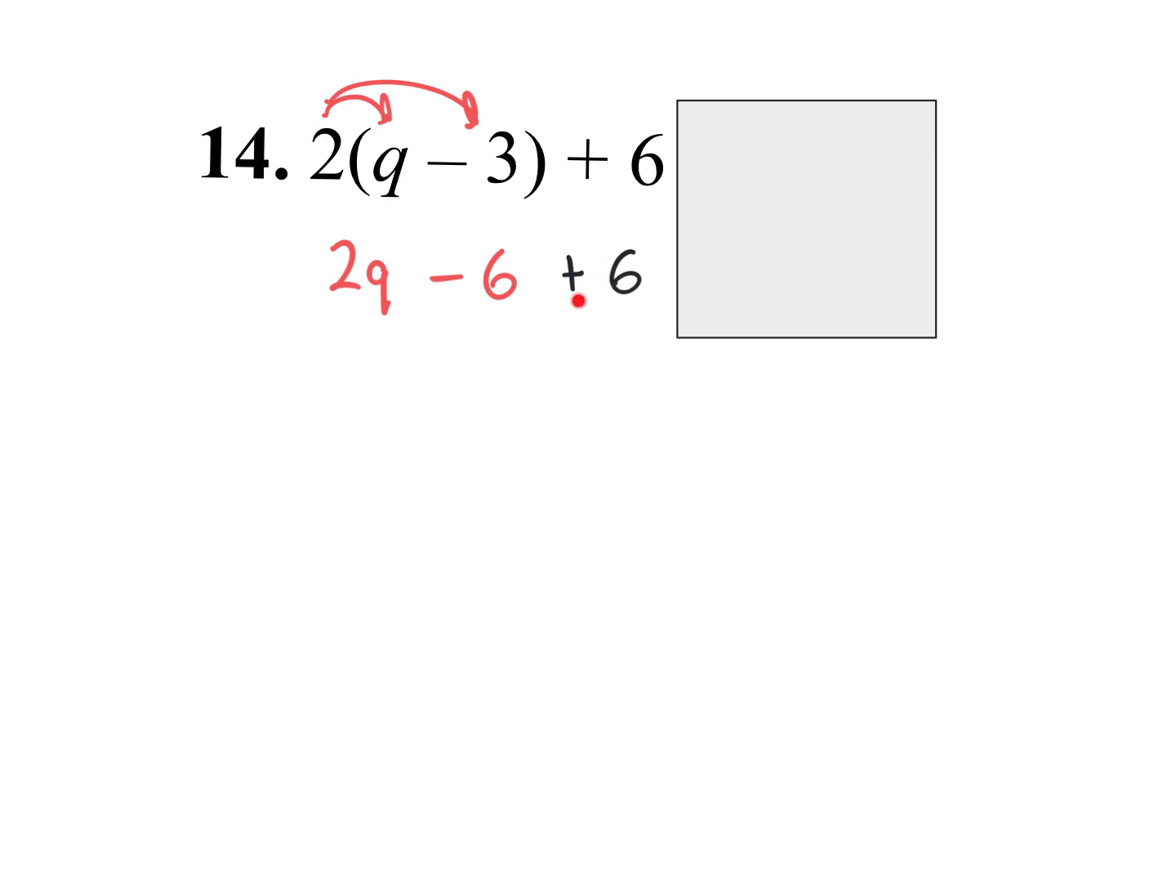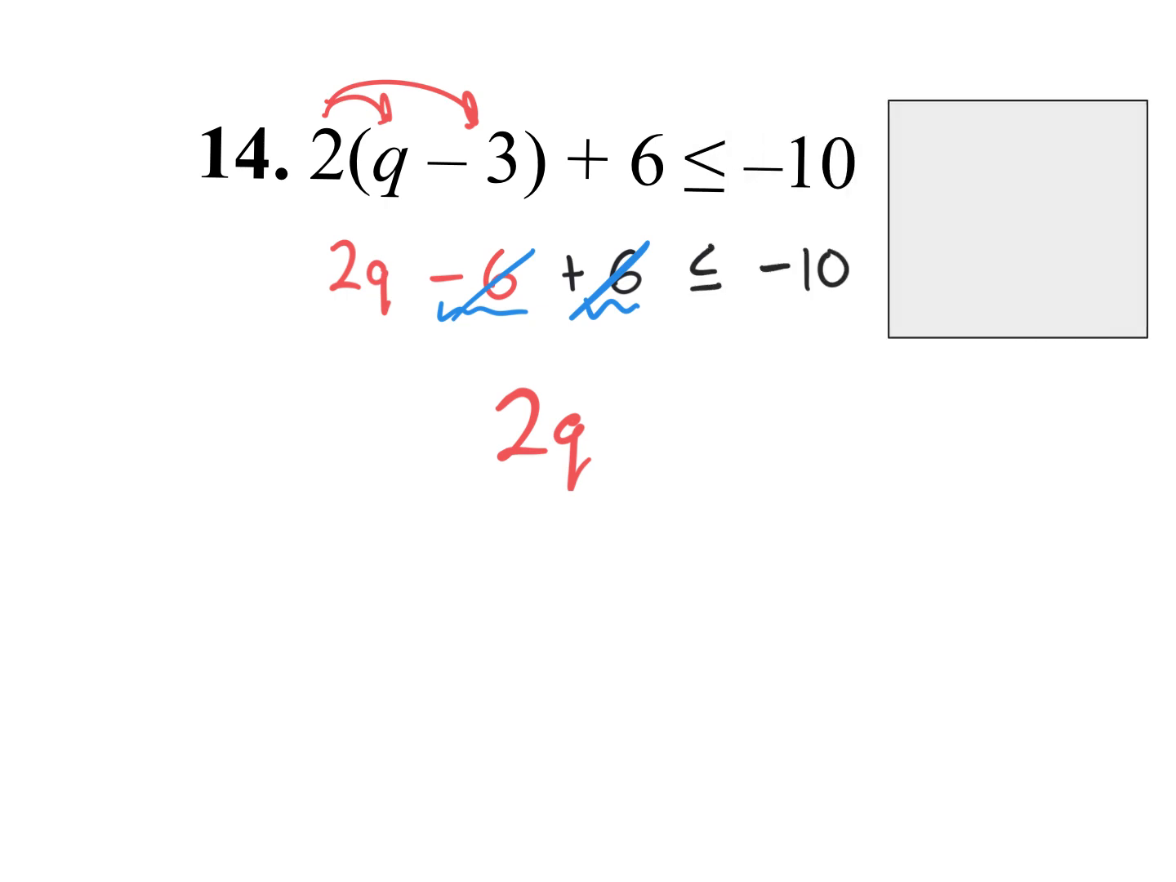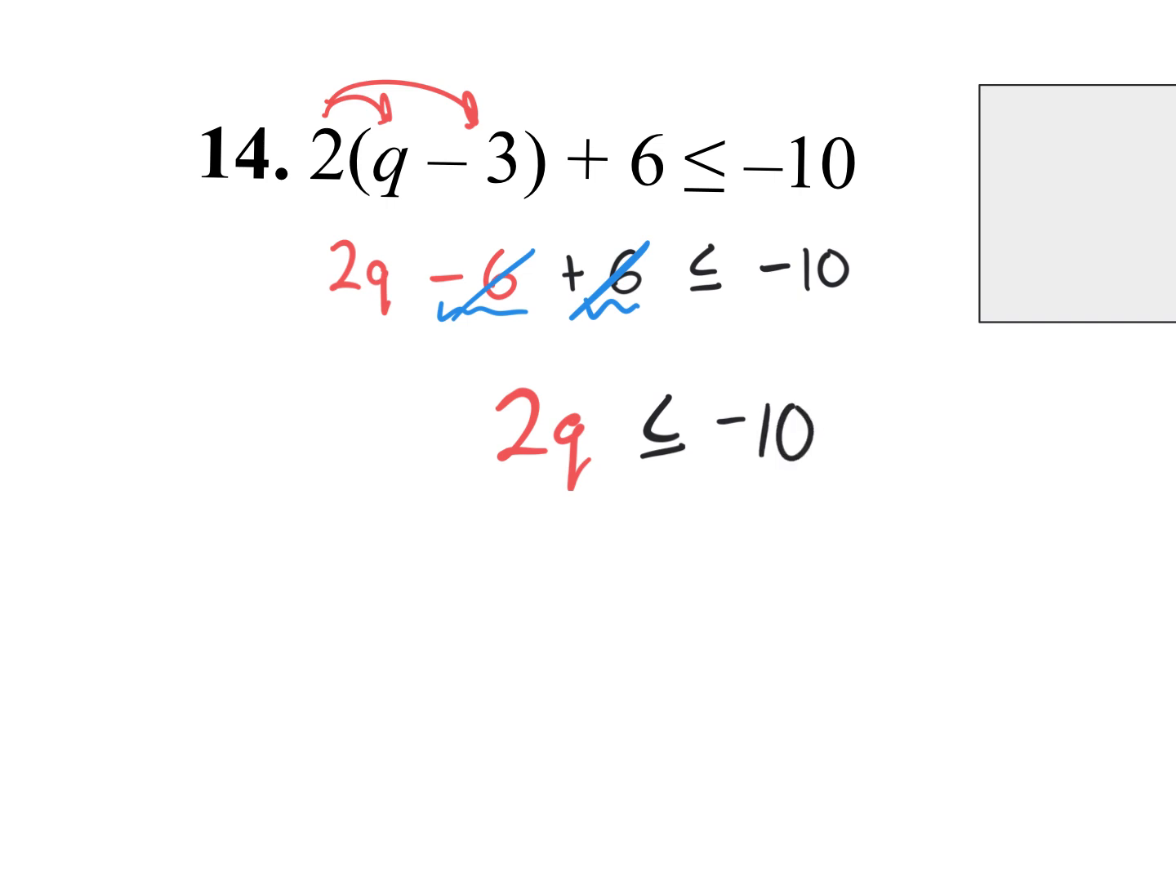And right here you have a negative 6 plus 6. So what is negative 6 plus 6? That cancels out. So what you really have on the left side of the inequality is just 2q. And what do you have? You have this inequality, bring that down. And what do you have on the right side? A negative 10. So you really have 2q less than or equal to negative 10.